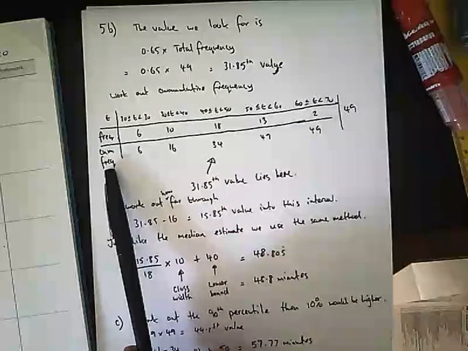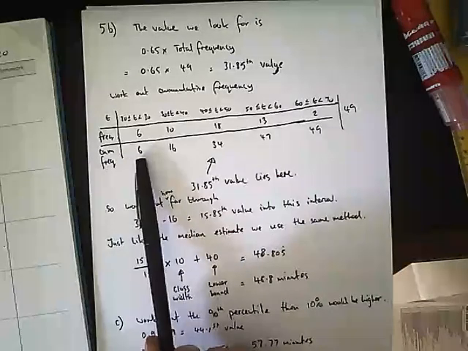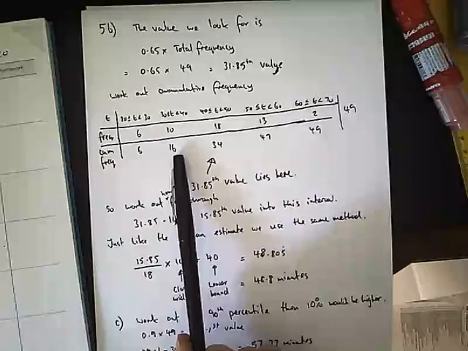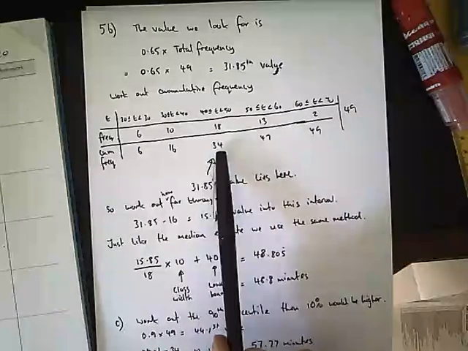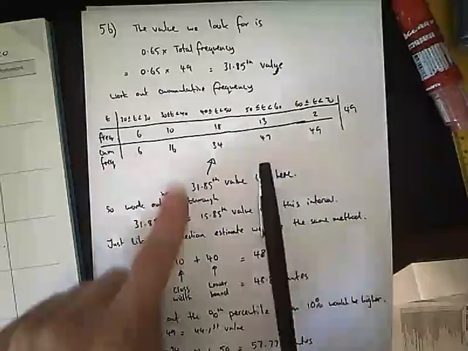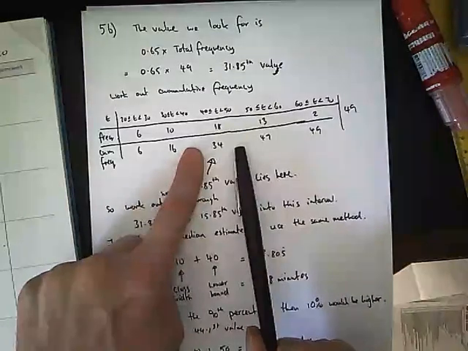So we work out the cumulative frequency. So far we've got 6. Add on the 10, we get 16. Add on the 18, we get 34. So we're way past the value we're looking for. So we know the value lies in this interval, 40 to 50.